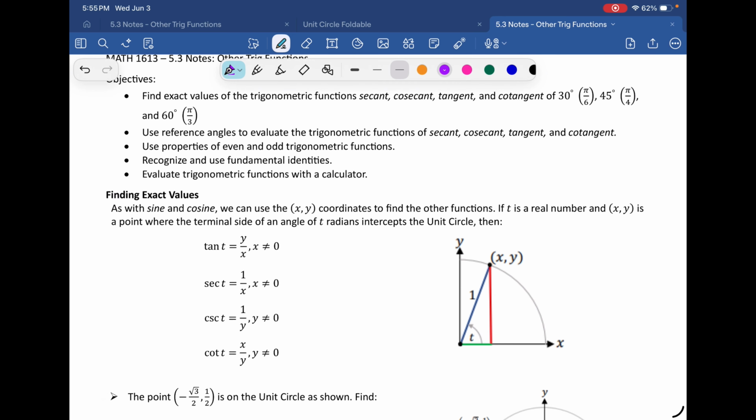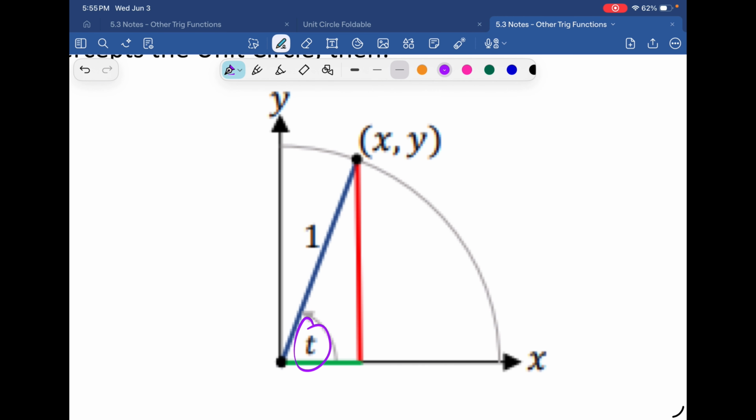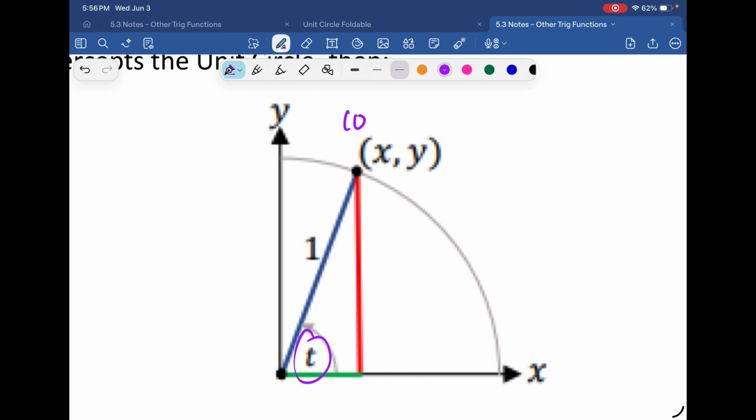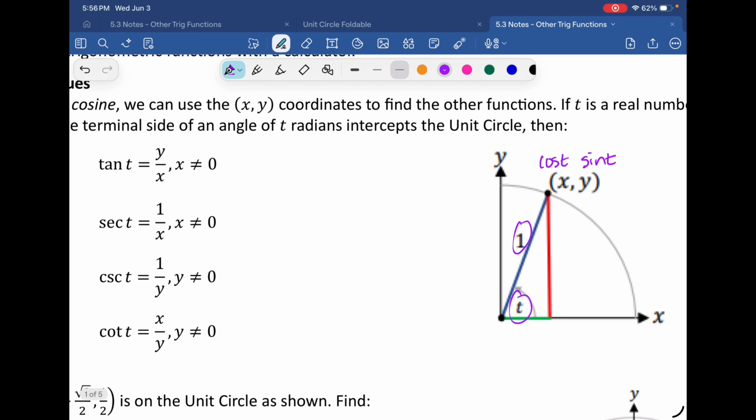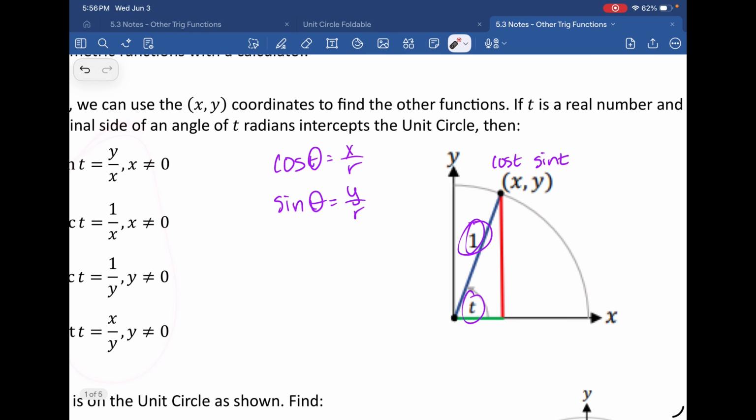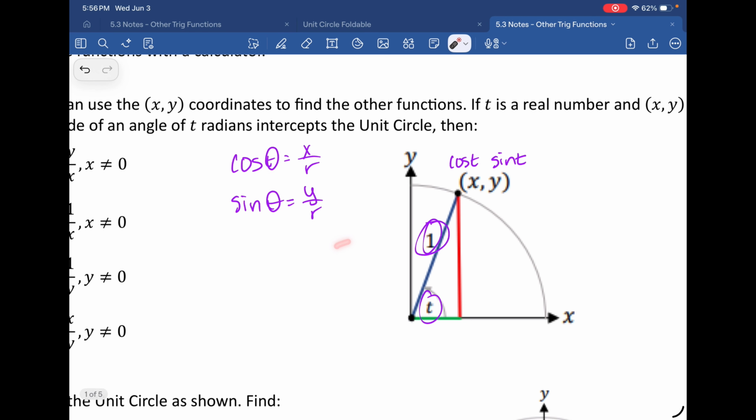All right. We spent 5.2 talking about sine and cosine, where we use the coordinates x and y to evaluate trig functions. If our angle is t, then we know that x is cosine t and y is sine t, with radius, hypotenuse being 1. All right, so we know that cosine is x over radius. On a unit circle, the radius would be 1. Sine would be y over radius. The remaining trig functions come from those x's and those y's and the radius.